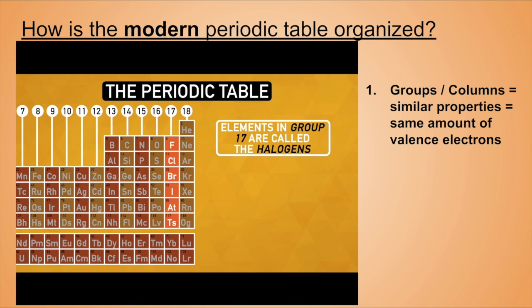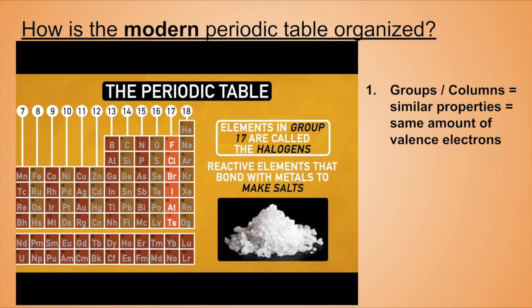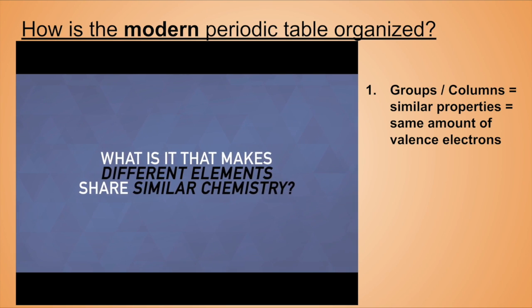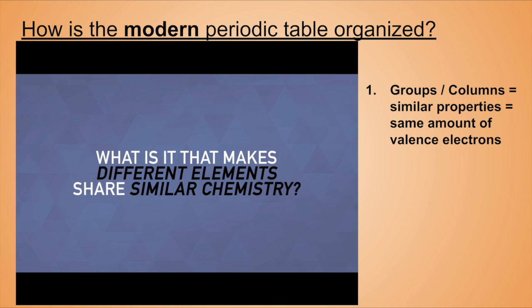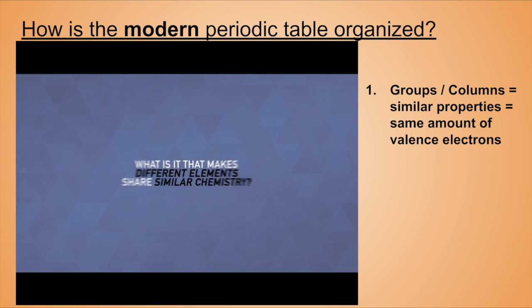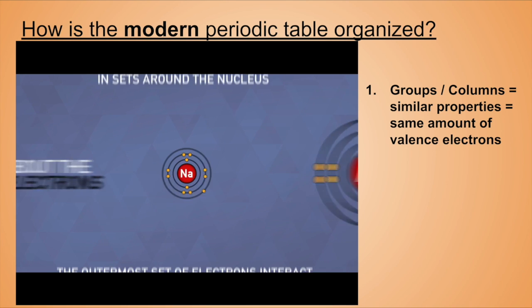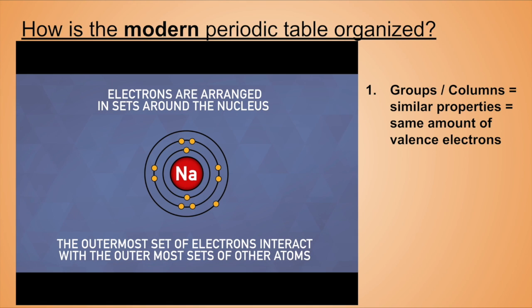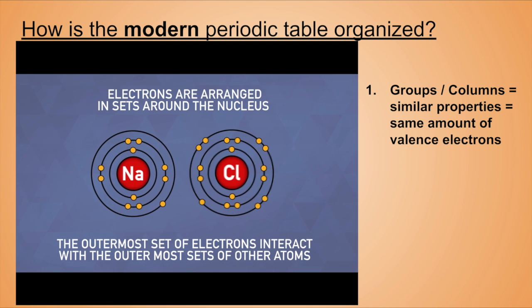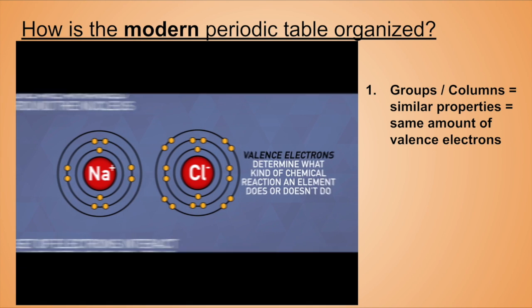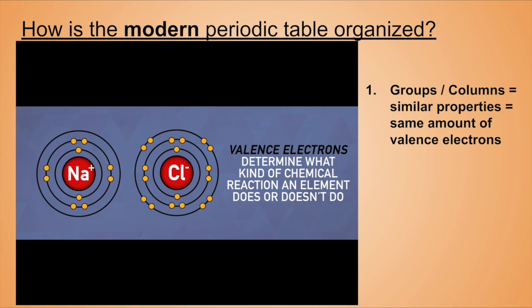Next door in group 17, aka the halogens, we find reactive elements that may bond with metals like sodium and potassium to make salts. But what is it that makes different elements share similar chemistry? It's all about the outermost electrons, or the valence electrons. Electrons within atoms are arranged in sets around the nucleus. The set of electrons that is furthest away from the nucleus is the one that interacts with the outermost sets of other atoms, and therefore mostly determines what kinds of chemical reactions an element does or doesn't do.